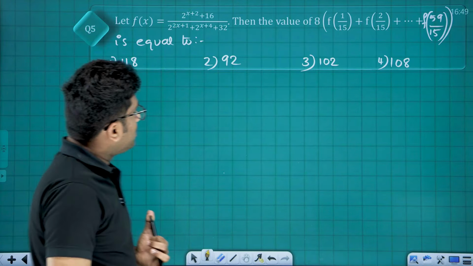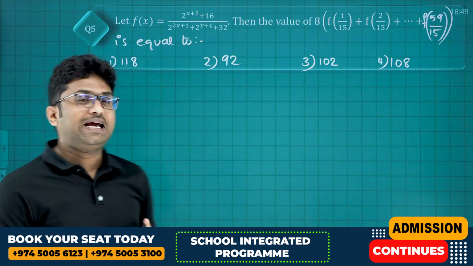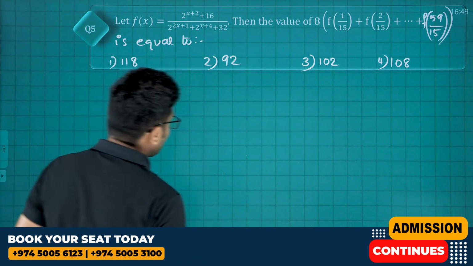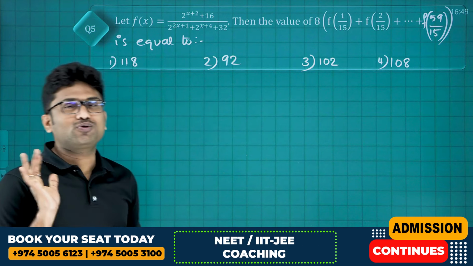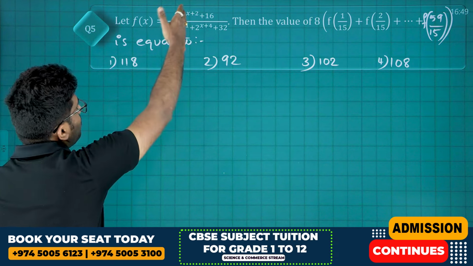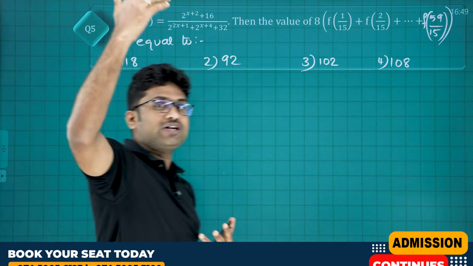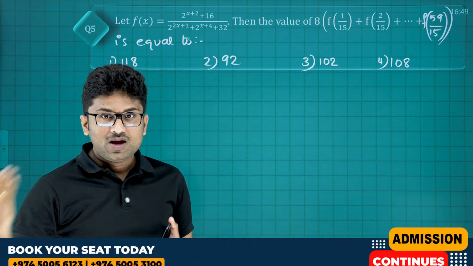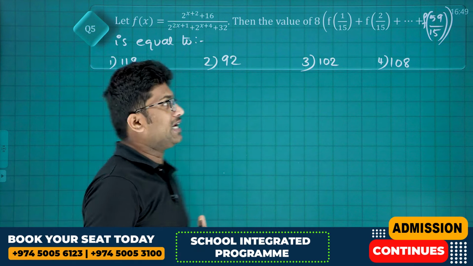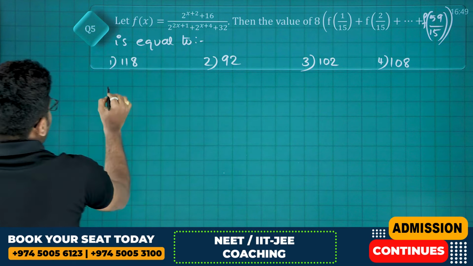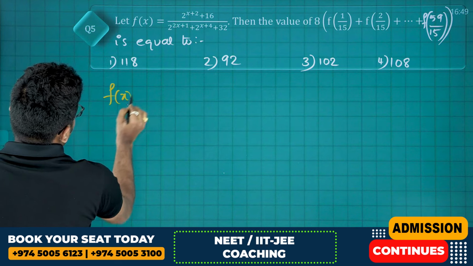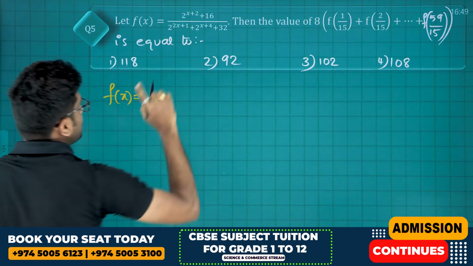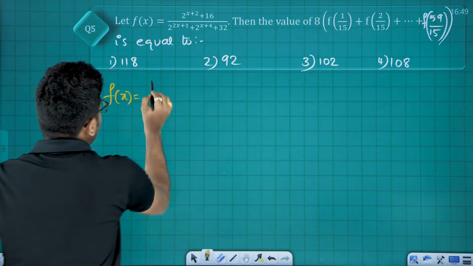F of x, given the value of... see friends, many times we have seen this, a very good question from functions. Whenever we have seen questions like a power x by a power x plus root a, they almost belong to that particular category. Here f of x is equal to, first let's simplify this f of x. 2 power x plus 2 is 2 power x into 2 square. 2 square is 4, no?